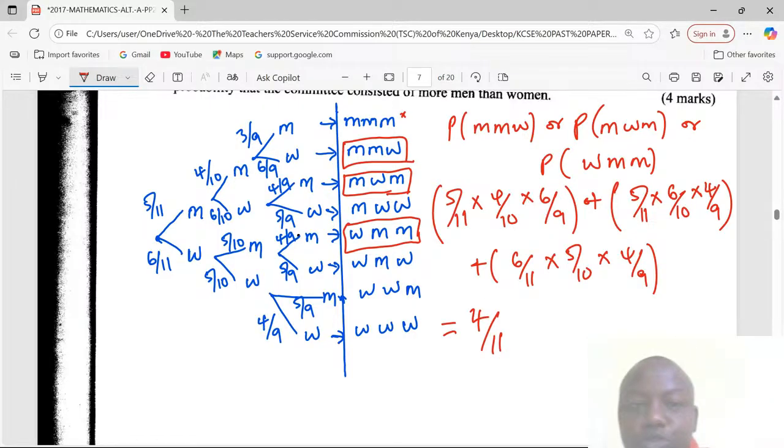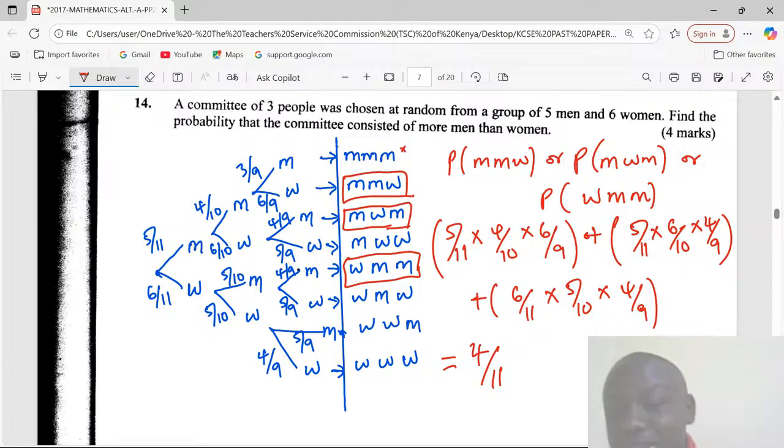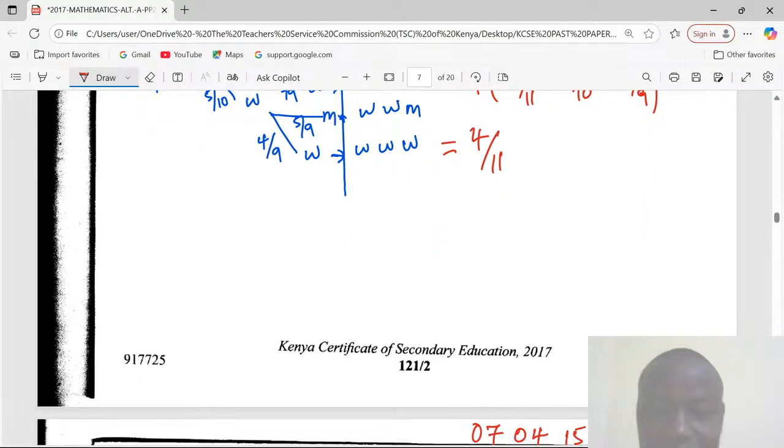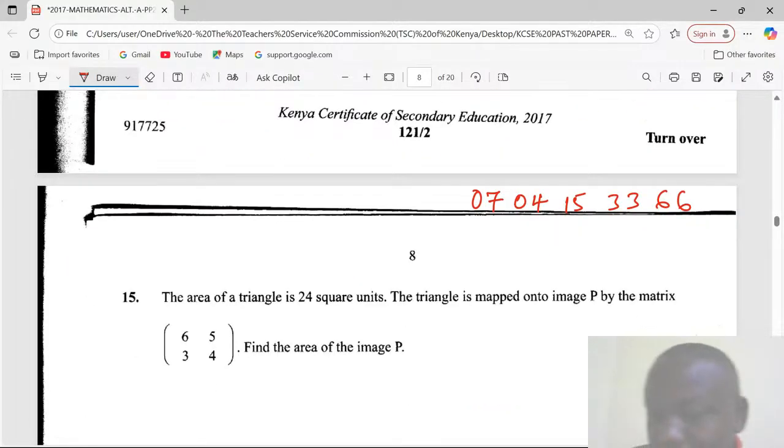When we talk about more than, we mean at least the 2 genders are represented, but with more men. So in the first case, whereby it's 3 men, you cannot say that men are more than women, yet there are no women at all. Man, man, man is not included, please. So let's read the question carefully for us to get the right answers. 4/11 now becomes our final answer. I can see the coverage is so clear. I'm also watching myself from a different screen, and I can see that everything is so clear.